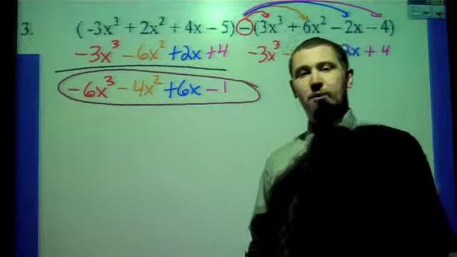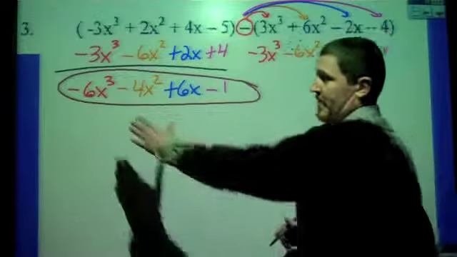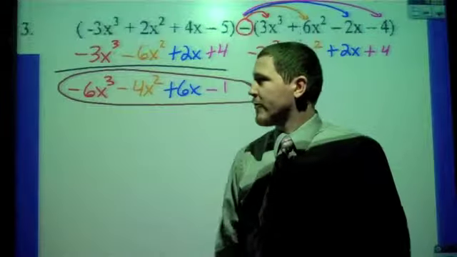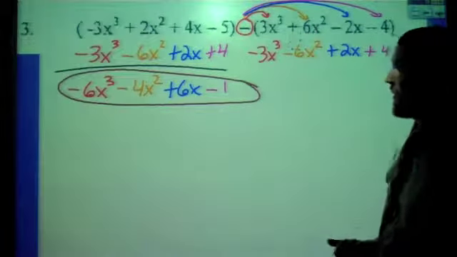Last step says to rewrite the problem in standard form. Well, look, this problem is already in standard form, so I don't have to rewrite it again because the exponents are already in order from highest to lowest. So that is going to be my final answer right there.